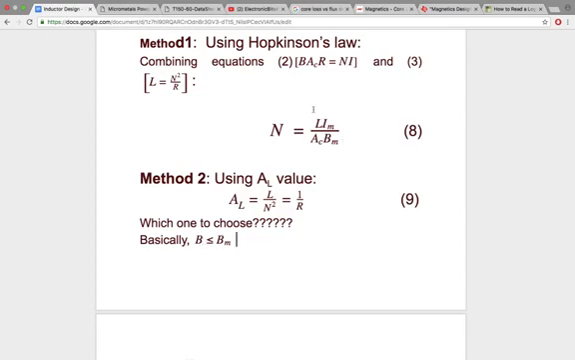If you see the first expression, this N formula, it is always being taken care of here, because the current term is also there, which we use to calculate the number of turns so that our Bm requirement is fulfilled. So this formula is already taking care of that.